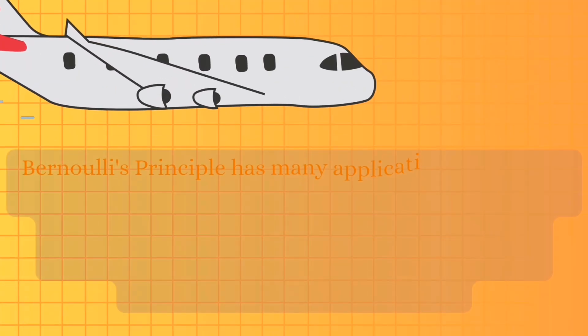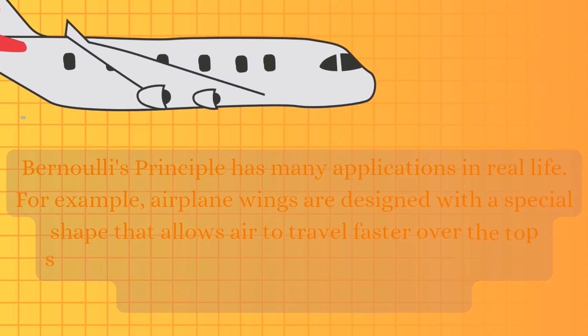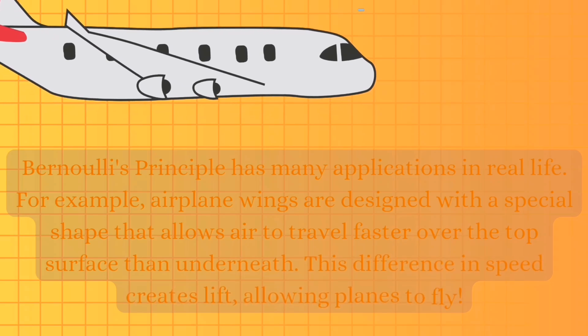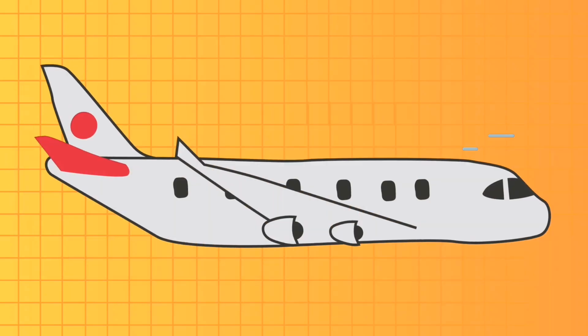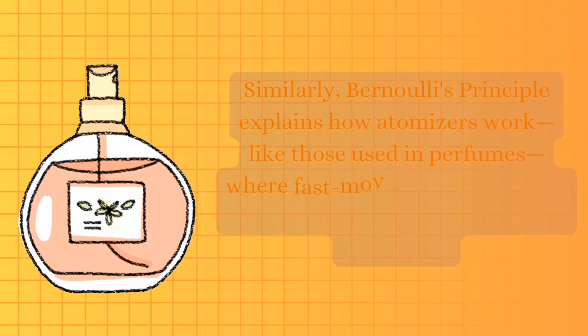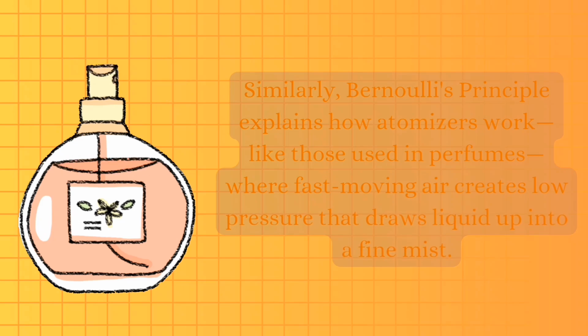Bernoulli's principle has many applications in real life. For example, airplane wings are designed with a special shape that allows air to travel faster over the top surface than underneath. This difference in speed creates lift, allowing planes to fly. Similarly, Bernoulli's principle explains how atomizers work, like those used in perfumes, where fast-moving air creates low pressure that draws liquid up into a fine mist.